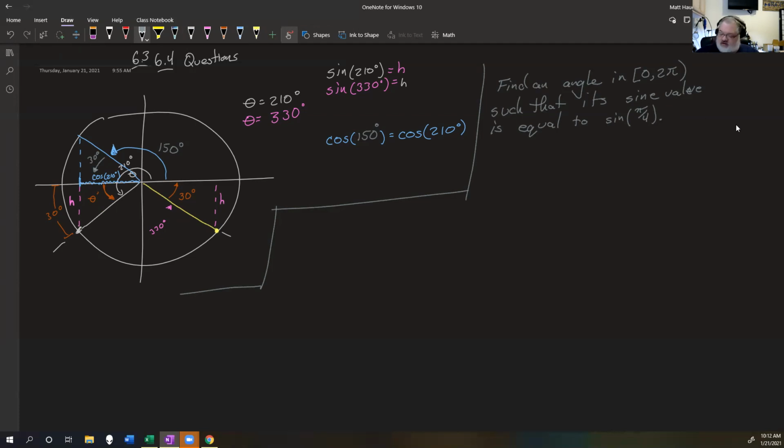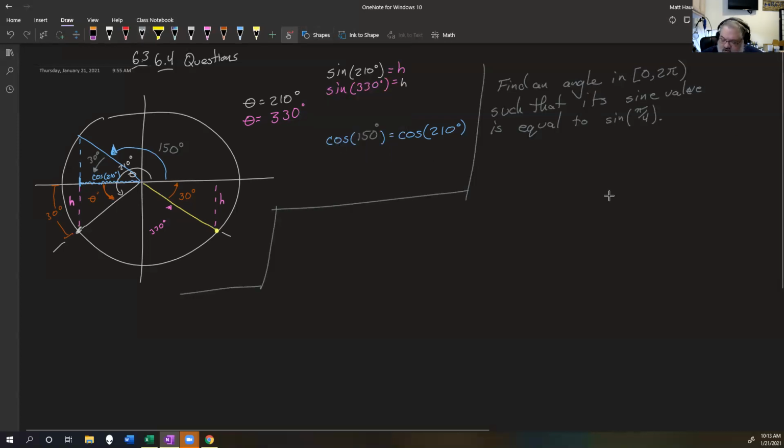Before we do anything, the sine of pi over 4, is that going to be positive or negative? Positive. Pi over 4 is in quadrant 1. Sine's positive in quadrant 1, so absolutely, it's going to be positive. What other quadrant has positive values for sine? Quadrant 2. Good. So before doing anything, we know the angle we're looking for has got to be in quadrant 2. Fair?